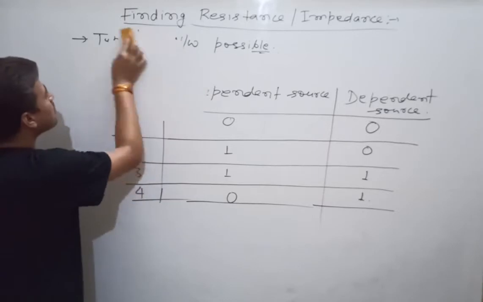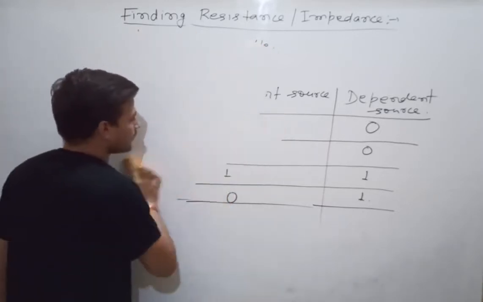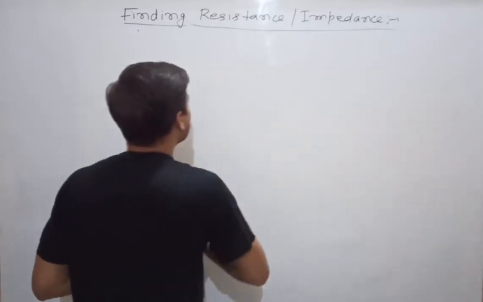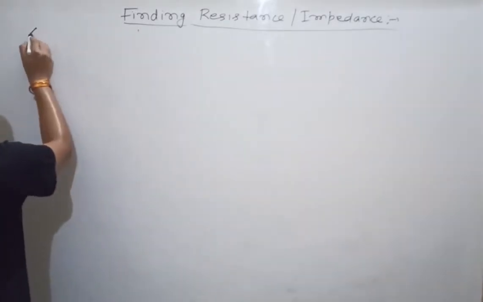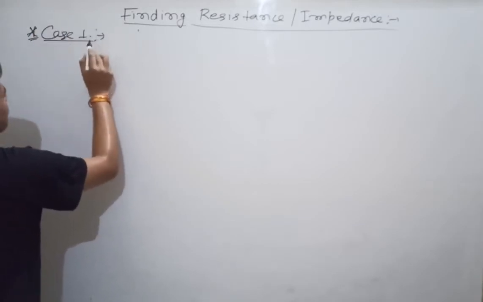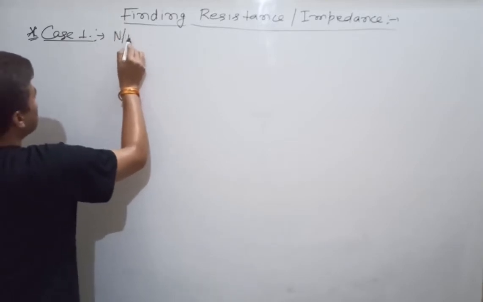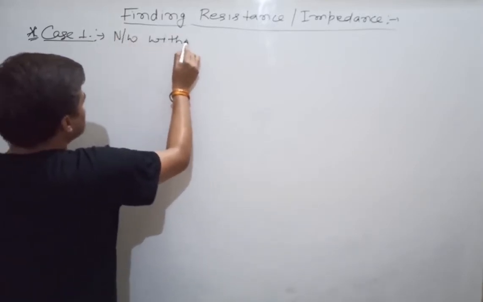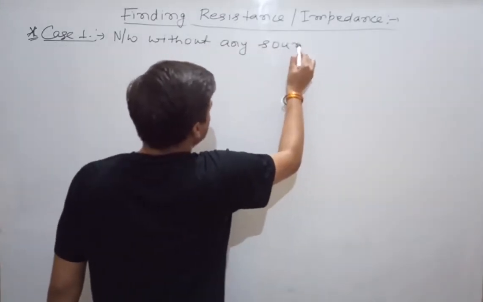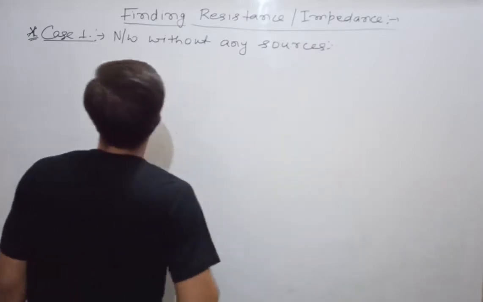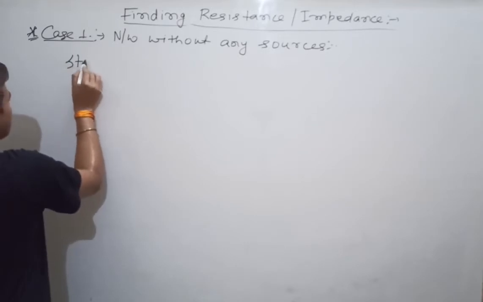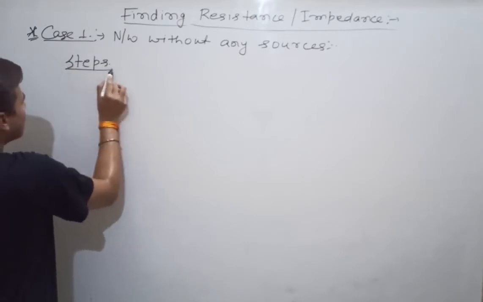So let's start with first case, that means the network without any sources. Case 1, network without any sources. So let us see how to find the equivalent resistance. To find the equivalent resistance, there are different steps.